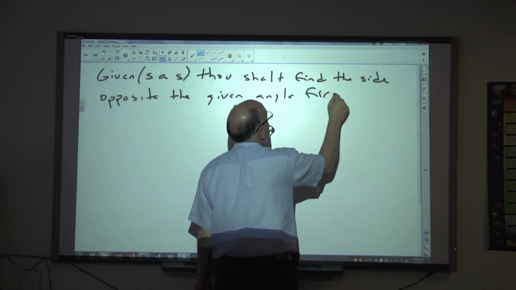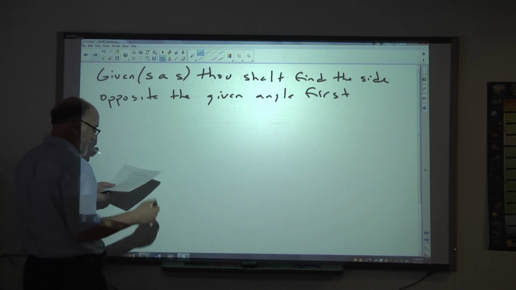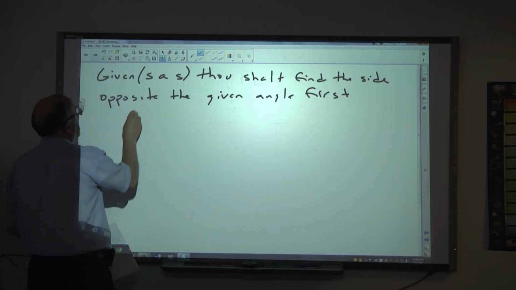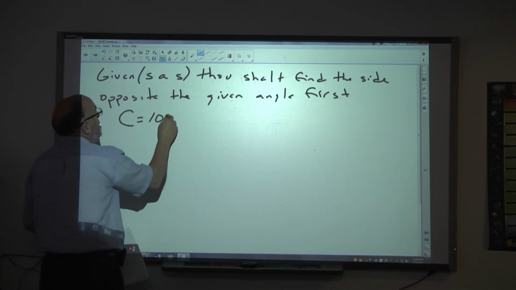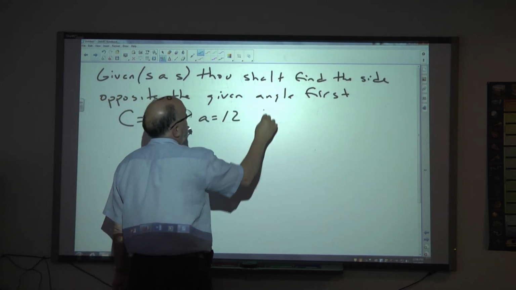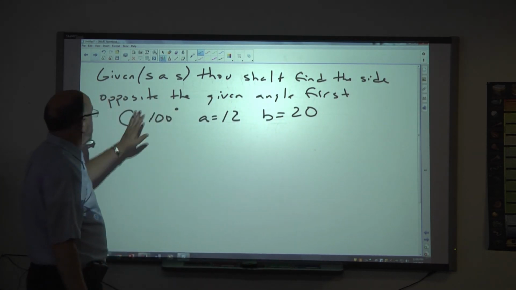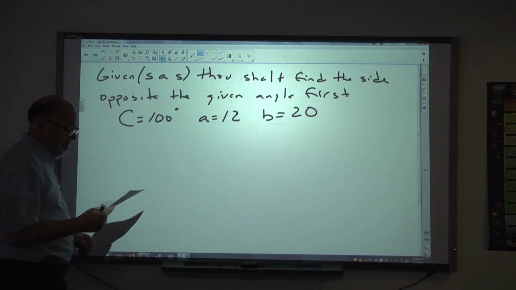Find the side opposite the given angle first. So, for example, given something like this, given that angle C is 100 degrees, side A is 12, and side B is 20, right? So we want to find side C first, right?